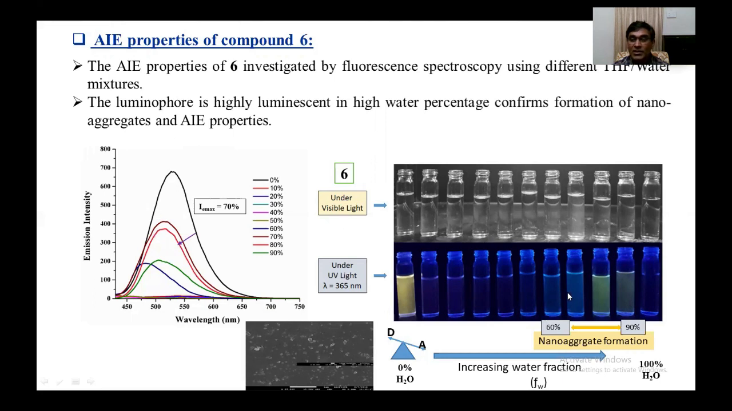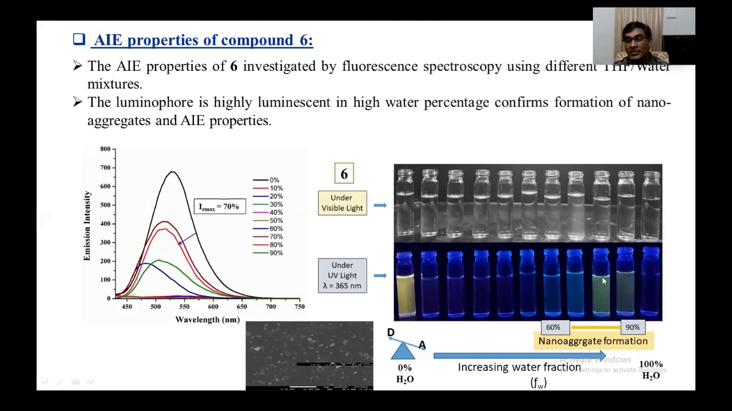So you can see the 10 vials here. The molecules were emitting in pure THF, but when you add this water fraction, the emission quenches, showing the positive solvatochromic effect. But at a particular water fraction here, the molecule emits light due to the formation of these nanoparticles or nano-aggregates, and thus confirms the AIE property here.